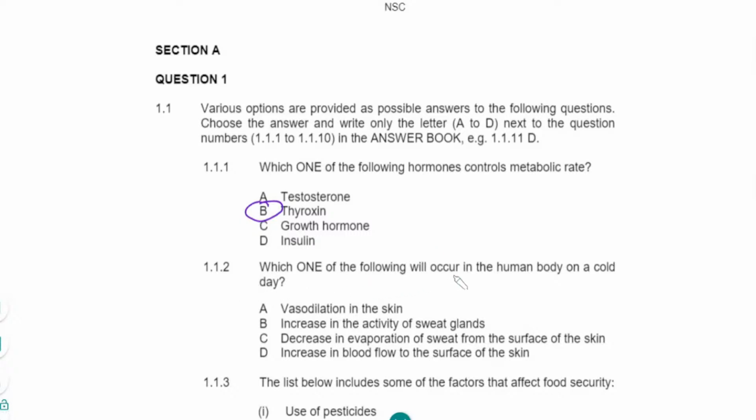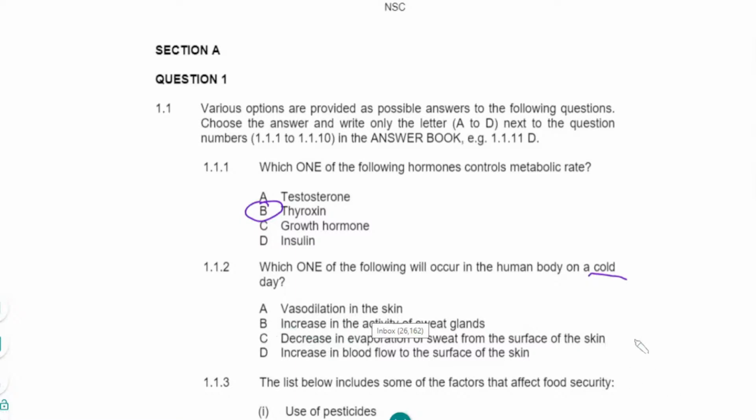1.2, which one of the following will occur in the human body on a cold day? Human body, but on a cold day. Vasodilation, this is broadening of the blood vessels near the skin. You can see the blood vessels on the skin. Do you see your blood vessels during cold? No, because the key point here is cold day. With vasodilation, more blood will be passing the skin. You can't see that during cold.